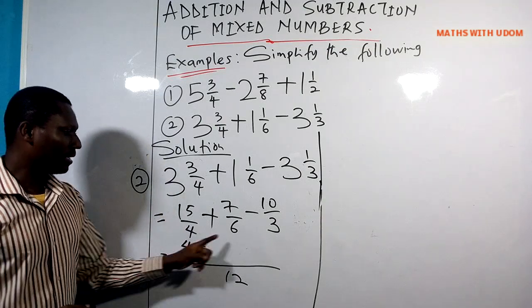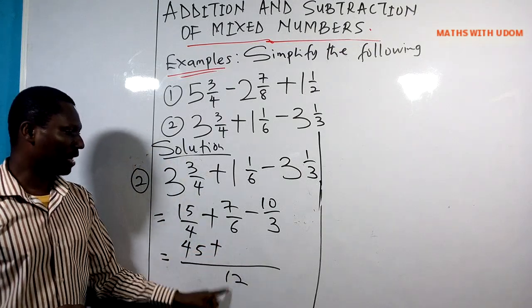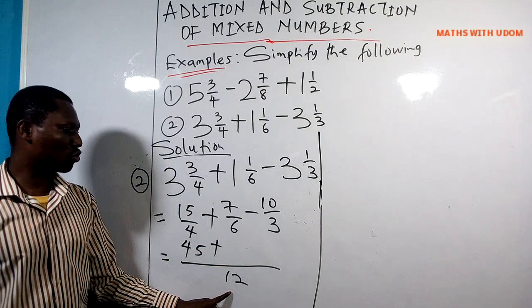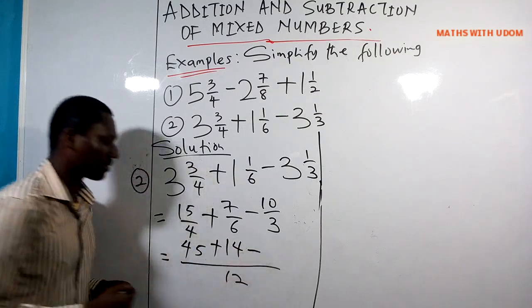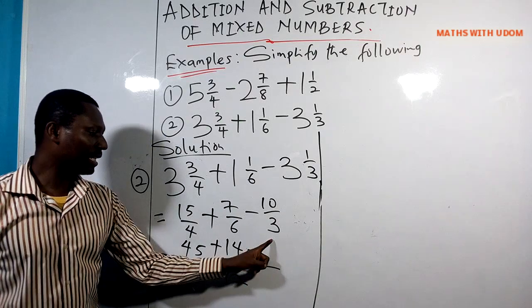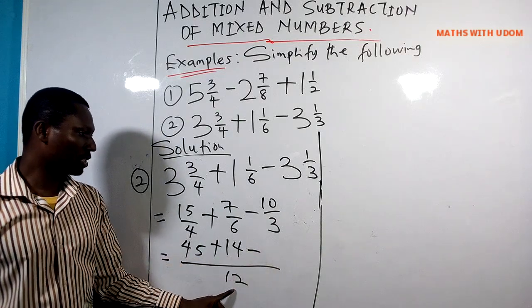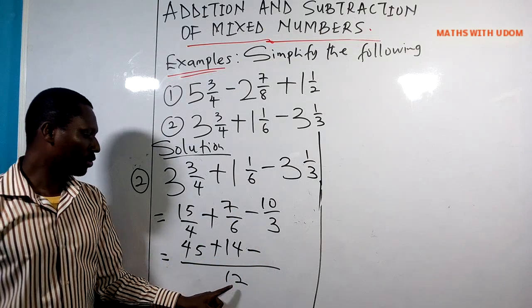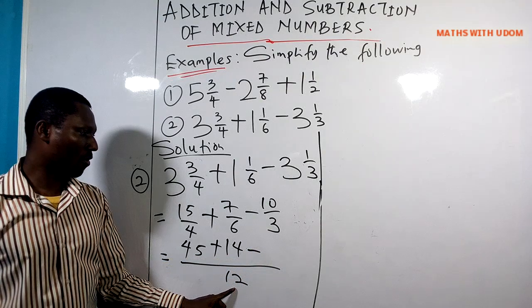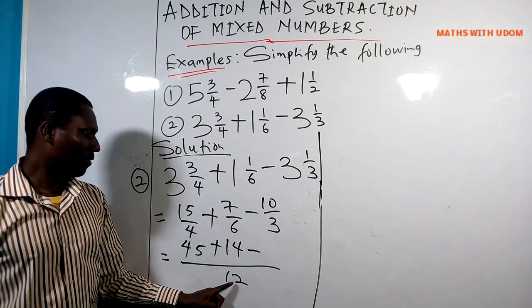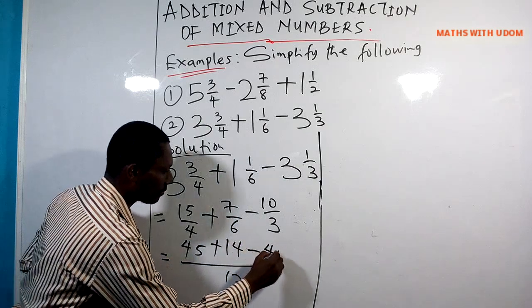Plus, how many 6 can go in 12? 2. 2 times 7, 14. Minus, how many 3 can go in 12? 3 in 12 will give us 4. 4 times 10 will give us 40.